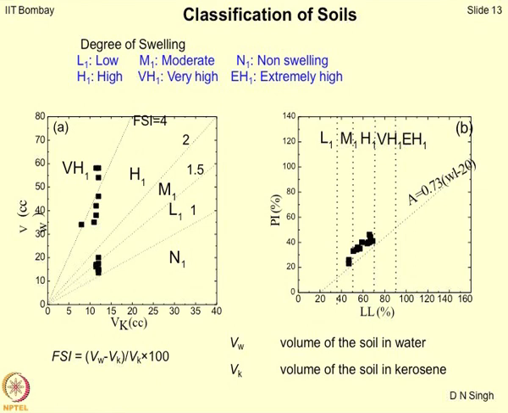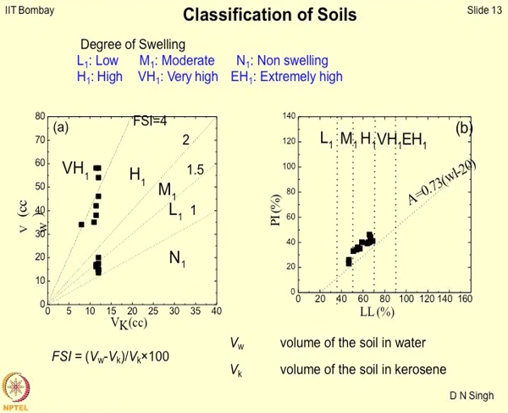So, this is where we have used FSI, free swell index property. Volume K is the volume of the soil mass in kerosene, volume W is the volume of soil mass in water. And then you can see here the zones of swelling properties of the soil mass. So, non-swelling is this response somewhere over here. So, volume in kerosene is much higher, but volume in water is much less. Try to map your soil on this type of relationship and see whether the minerals are peculiar or not.